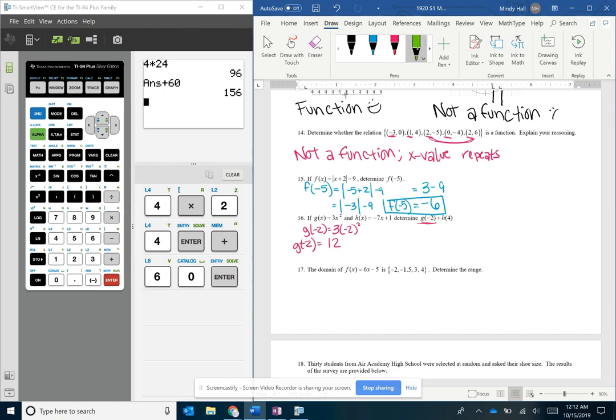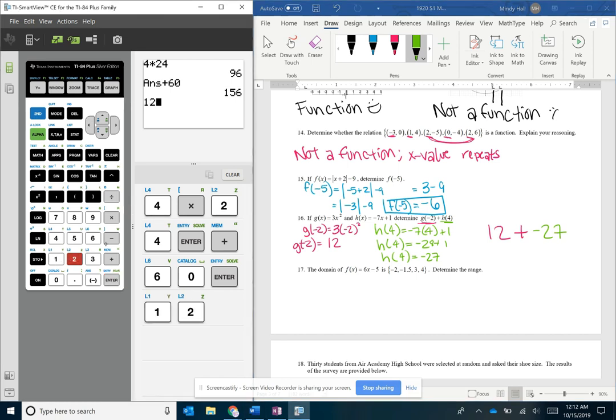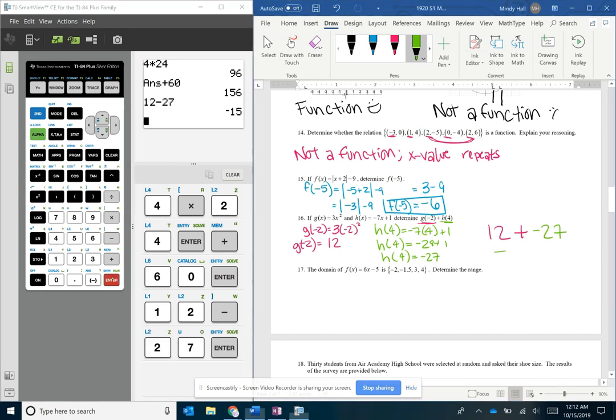So then we need to do the same except with h of 4. So we have h of 4 equals -7 times 4 plus 1. -7 times 4 is -28 plus 1 gives me -27. So then I have g of -2, which is 12, plus h of 4, which is -27. So really, I have 12 minus 27, which gives me -15. I didn't trust my mental math just now.